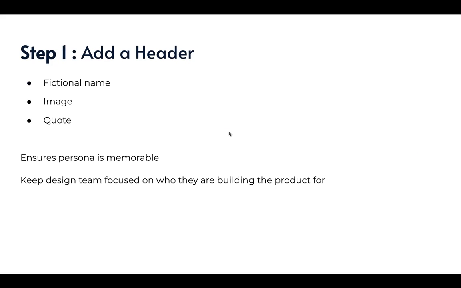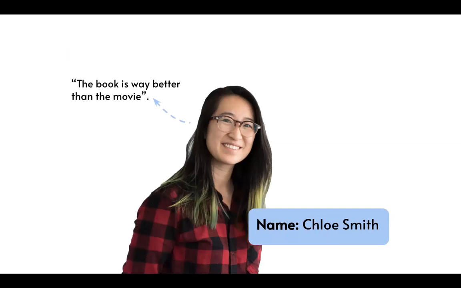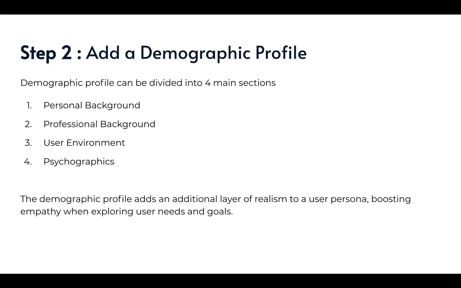Next. So the first step when you're creating the user persona is to add a header. So you need to have a fictional name, an image, and a quote. This ensures that the persona is memorable and keeps the team focused on who they are building the product for. Next. So let's imagine we are creating a user persona for a reading app. The name here is Chloe Smith, and we have a stock image, and we also have a memorable quote.